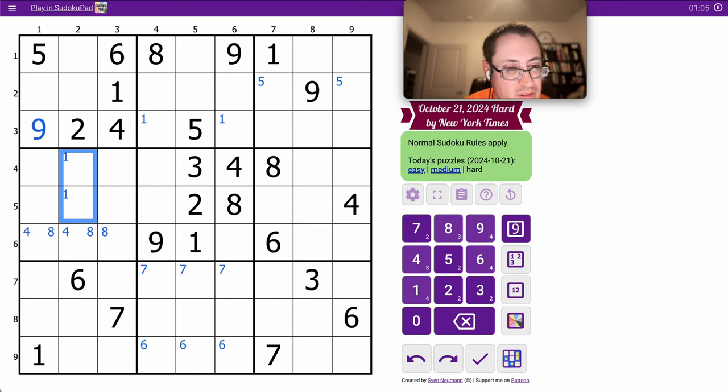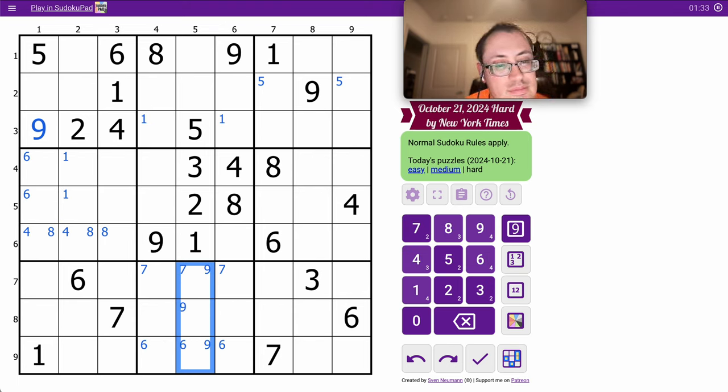Now, in the middle, region 4, column 2, I can place a 1 in 2 positions. I can place a 6 in column 1 in 2 positions. I think that's all I get. In the middle columns, I'll get a 9 and an 8. That's all I get.